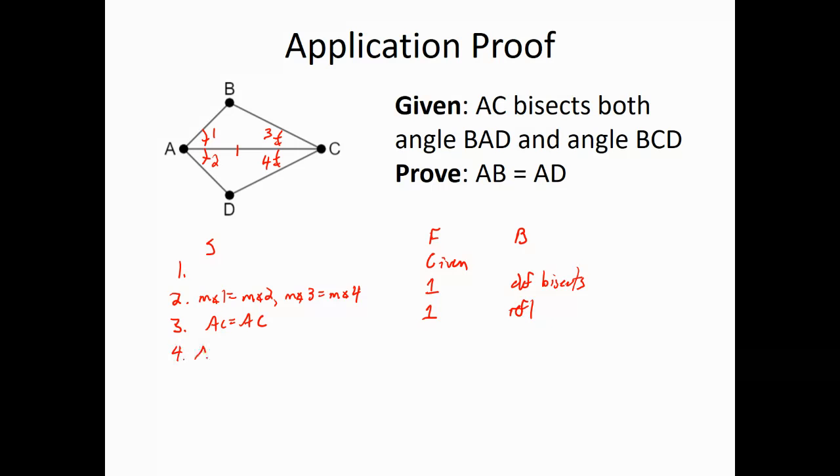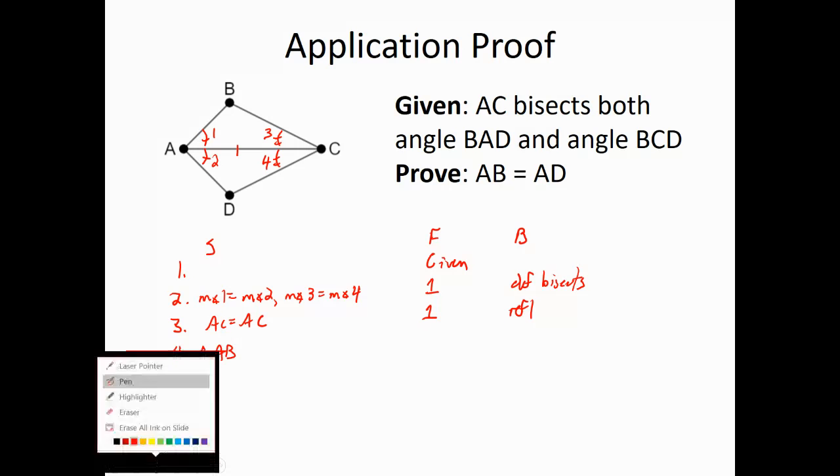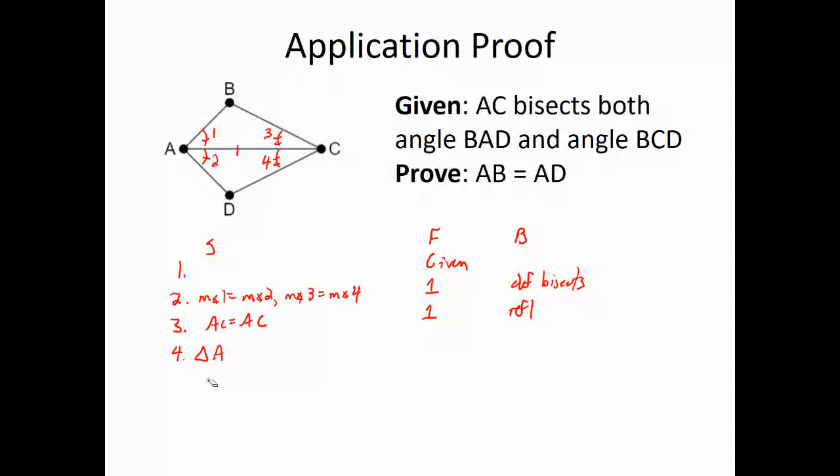And now it follows that triangle ABC is congruent to triangle ADC. And let's see, what did we need to get there? Well, we needed the angle equalities on line number 2. We needed the side equality on line number 3. So there they are, 2 and 3. And then this follows by ASA congruence.